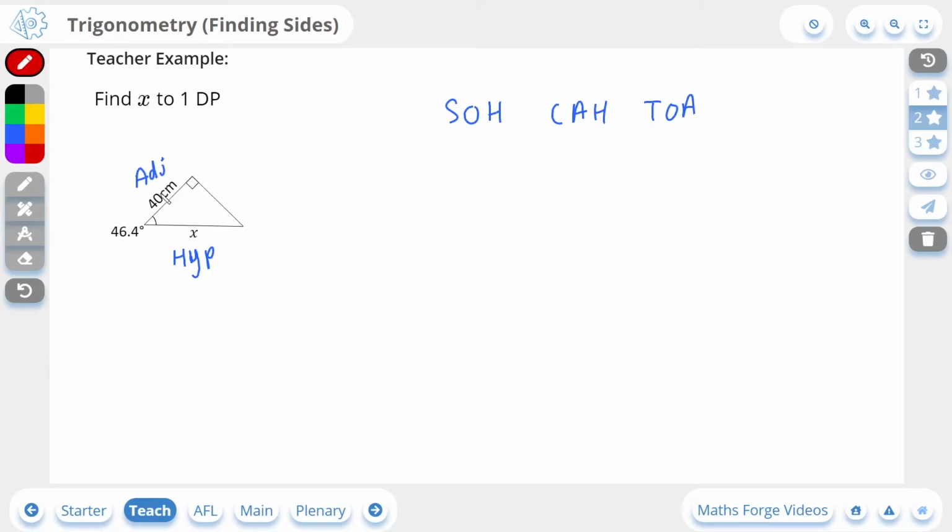Now let's see what we're dealing with. We have the adjacent and the hypotenuse, so A and H. Which trigonometric function has A and H? In this case, it's going to be CAH, so cos. And this is what we're going to use to solve the problem. So we're going to have cos of the angle that we're dealing with, and in this case it's 46.4, which is equal to the adjacent side, 40, over the hypotenuse side, which is x in this case.